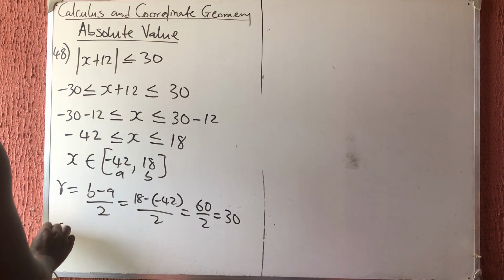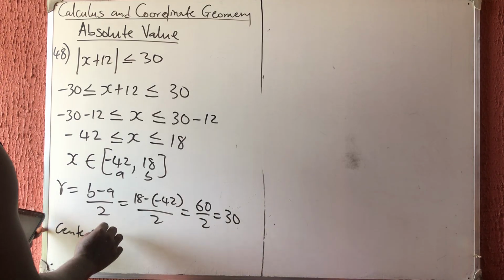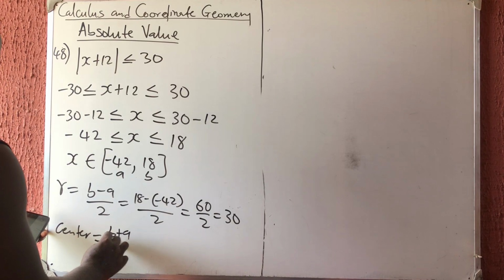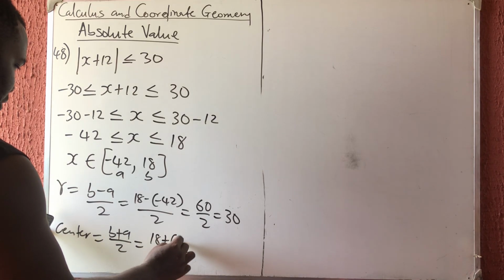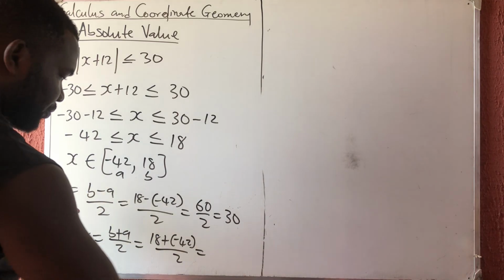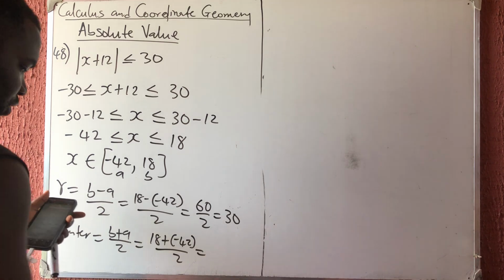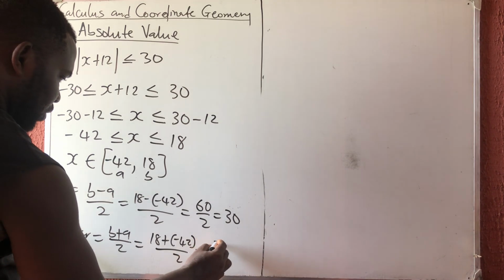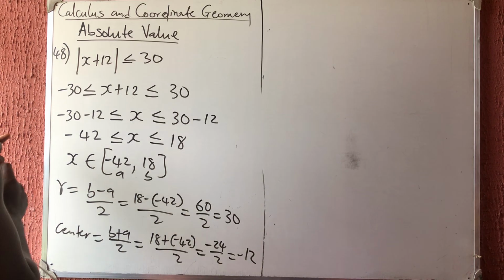Okay? So the center is simply to add both of them and divide by 2, which is b plus a over 2, which is 18 plus minus 42, then divided by 2. 18 minus 42 gives us minus 24. So minus 24 over 2, which is minus 12. So that is the center and the radius of that.